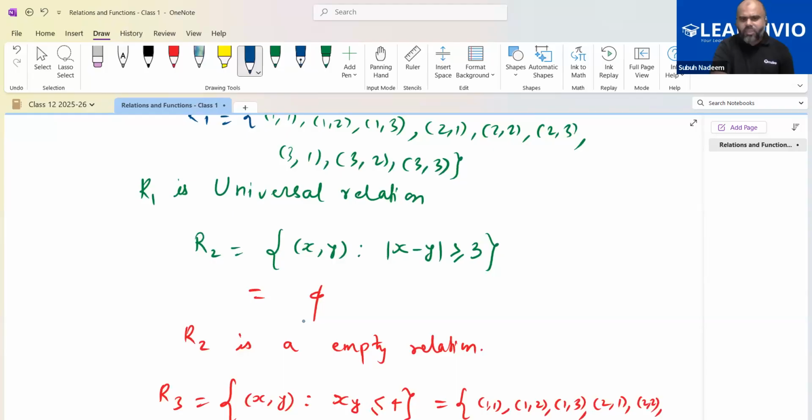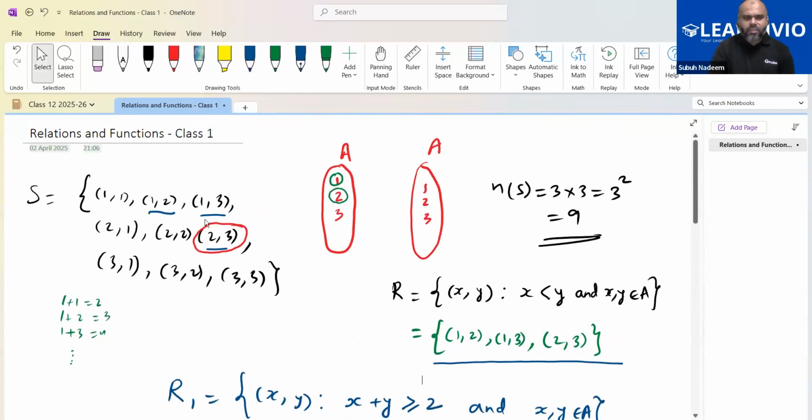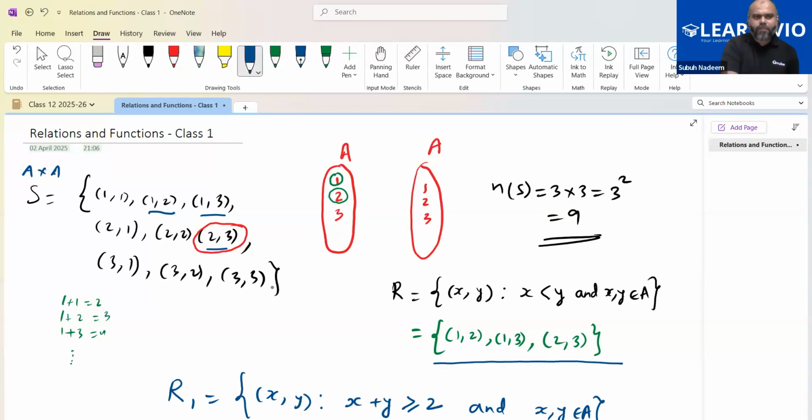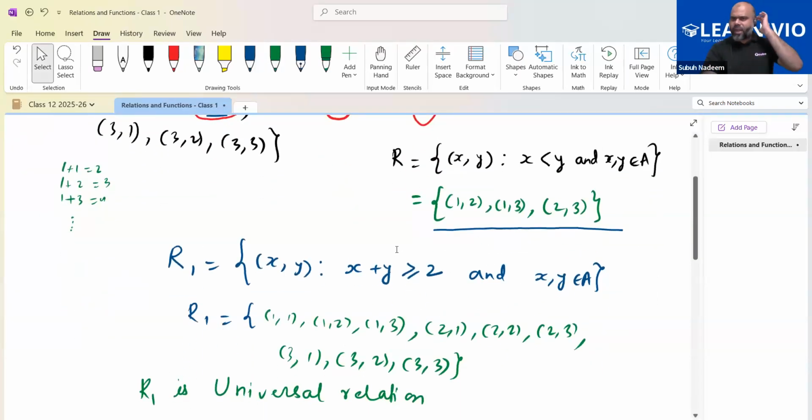R2 is an empty relation. It is also a subset. And R3 has 1, 2, 3, 4, 5, 6 elements, and it is from here only. So it is also a subset. So this S is nothing but A cross A. So all the relations which we get are actually subsets of the Cartesian product A cross A.